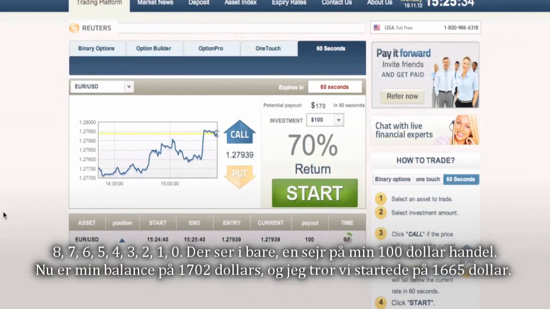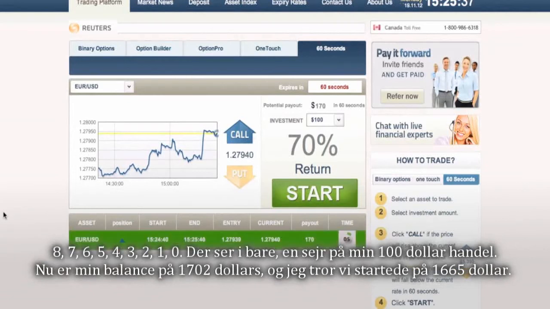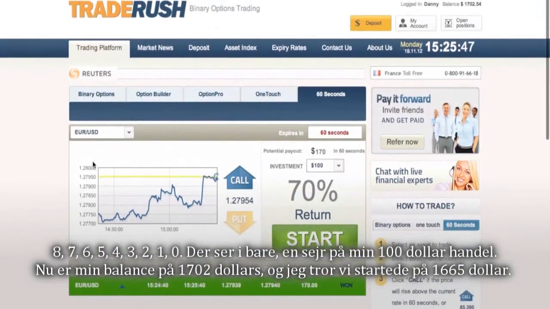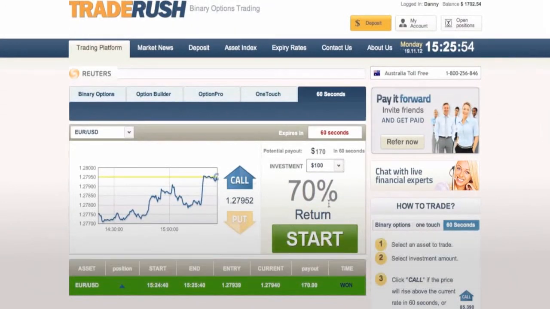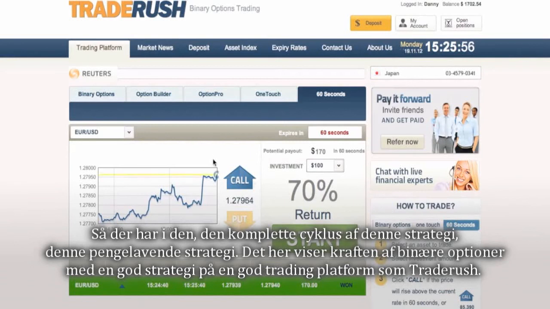8, 7, 6, 5, 4, 3, 2, 1, 0. Now it's expiring. There we go. I've won. And now my balance is at $1,702. And I think we started at 1665, if I'm not mistaken. So there you go, the complete cycle of this money making strategy. And this is the power of binary options with a great strategy on a great trading platform like TradeRush.